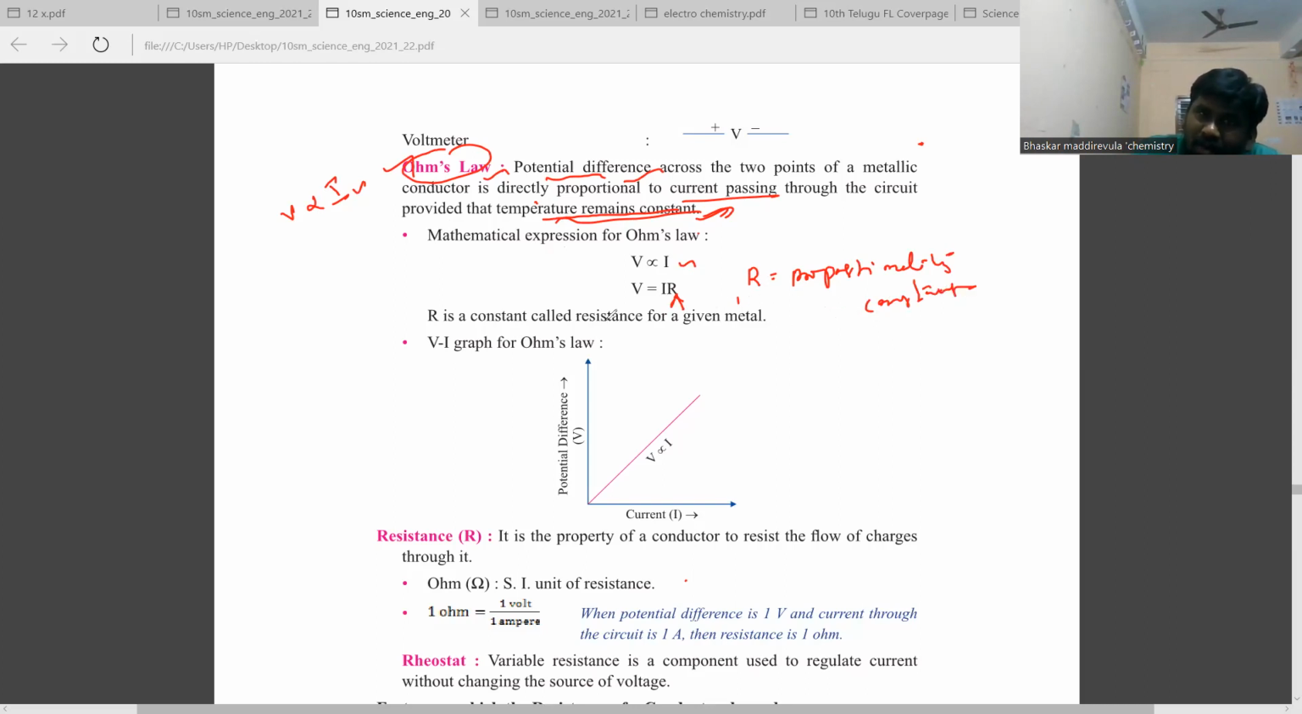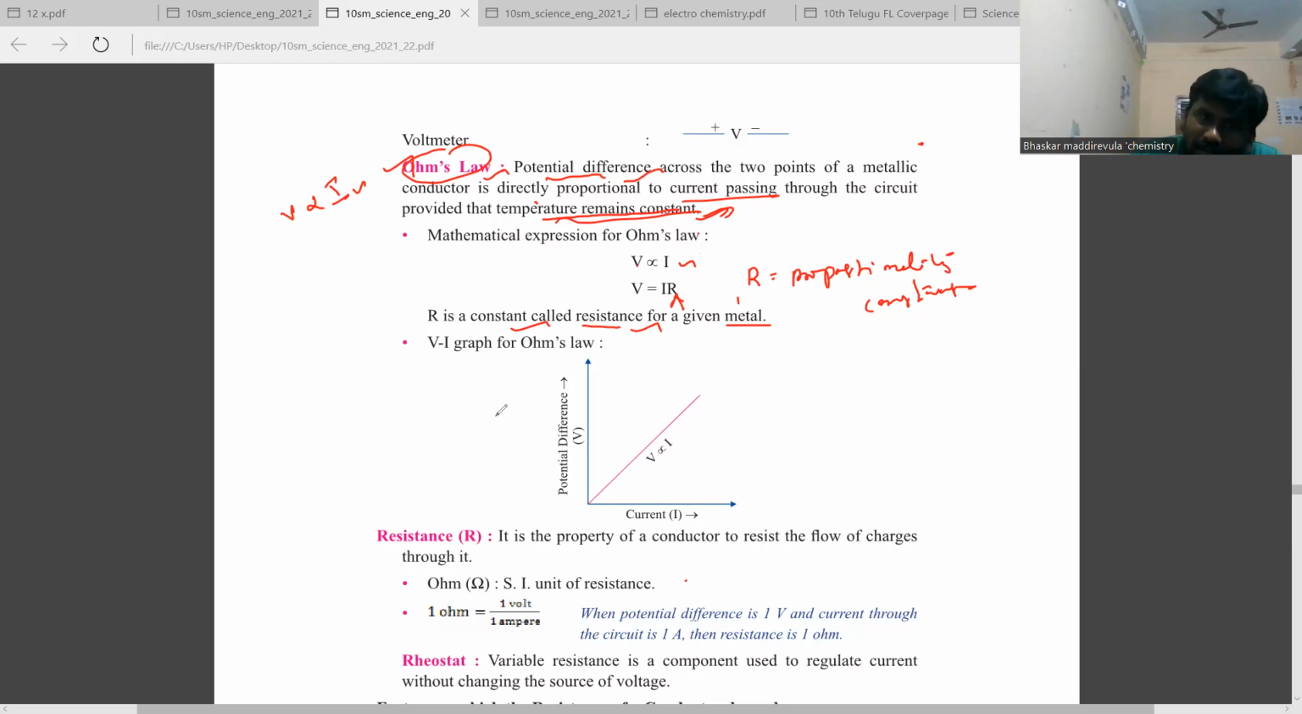So this R we can call the resistance. R is the resistance or proportionality constant in this equation, where V is the potential difference and I is the current. This R is constant for a given metal.